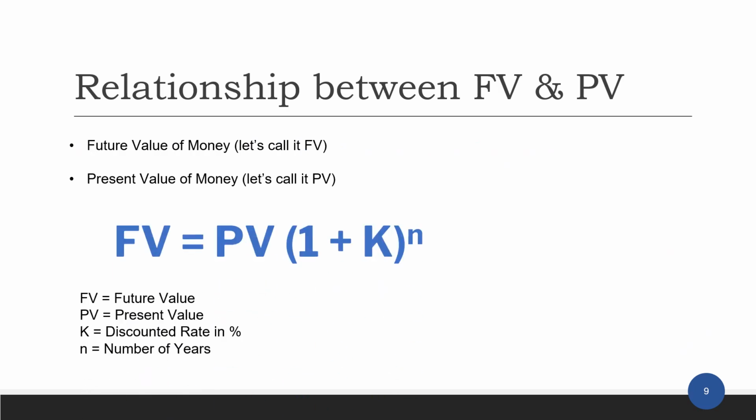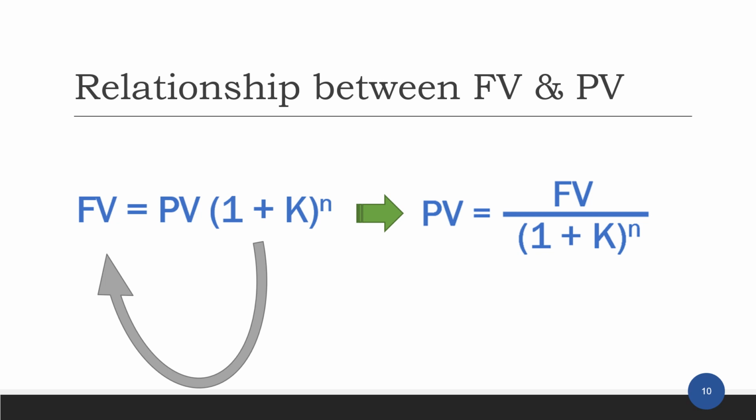The relationship between present value and future value is given, which means future value is equal to present value into 1 plus k the whole power n. Future value is FV, PV is present value, k is the interest rate, that is the discount rate percentage, and n is the number of years. The relationship between future value and present value is given in this slide.